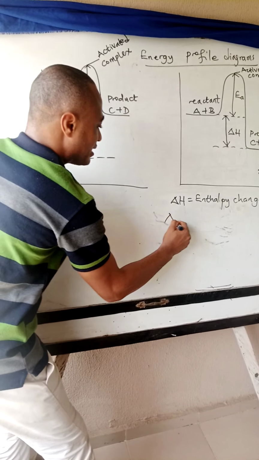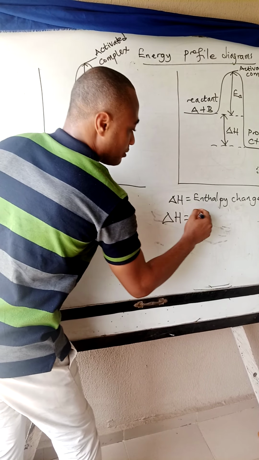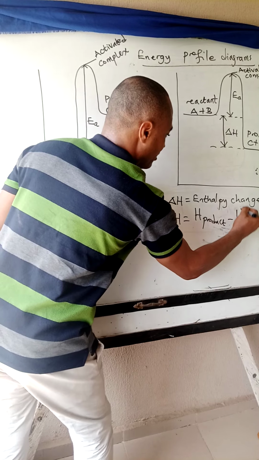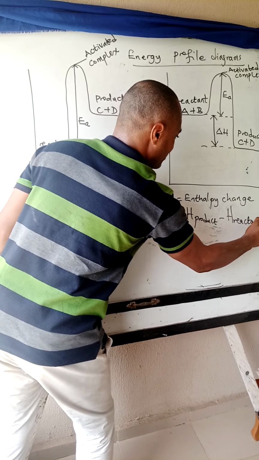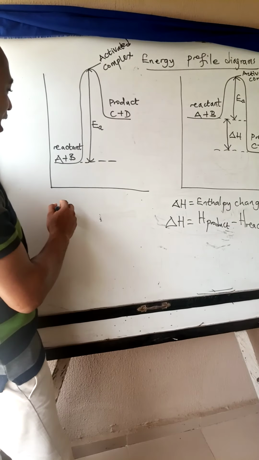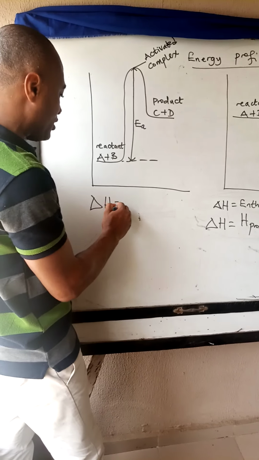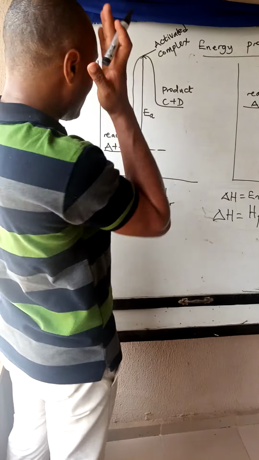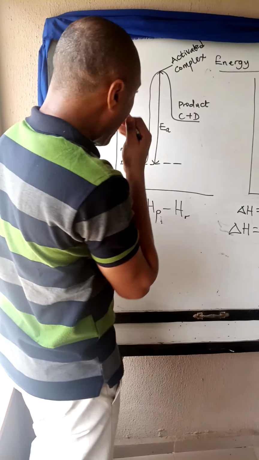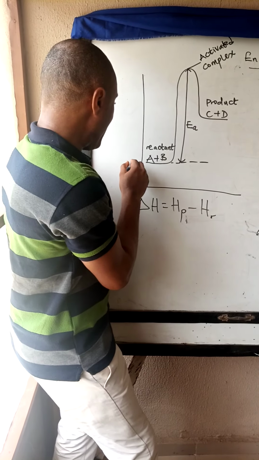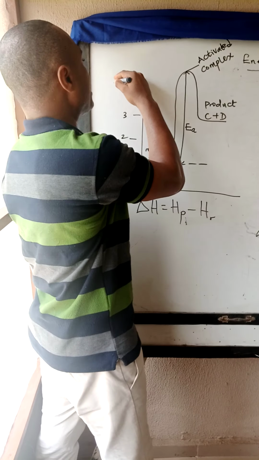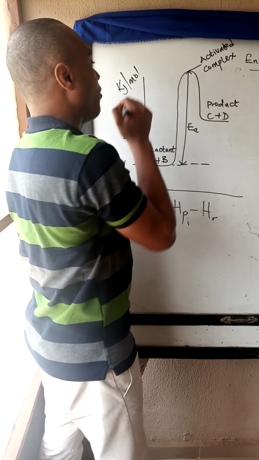And take note, this is the formula for delta H. That is the heat content of the product minus the heat content of the reactant. The same thing will happen here. My delta H for the reaction will be the heat content of the product minus the heat content of the reactant. Now, take note. Remember, if this is 1, this is 2, this is 3, it increases. This is my energy change, kilojoules per mole.